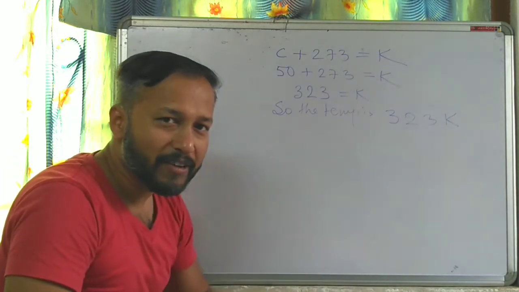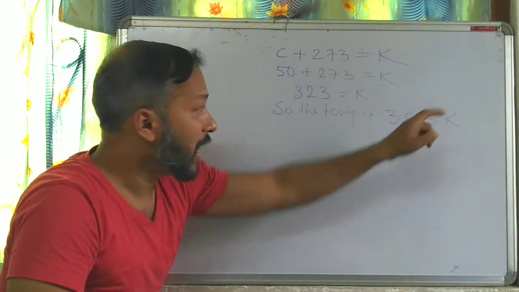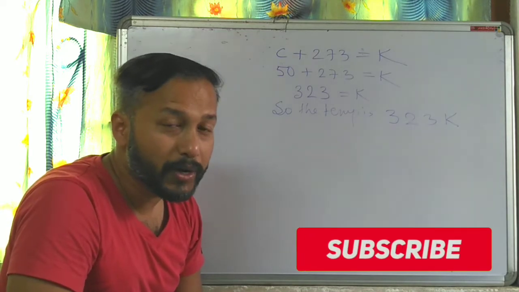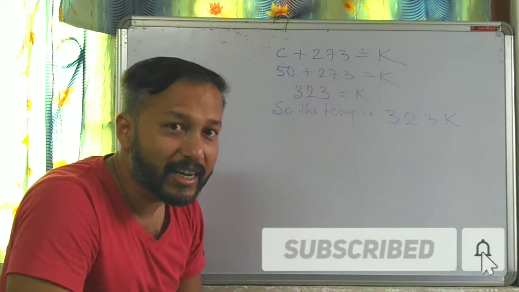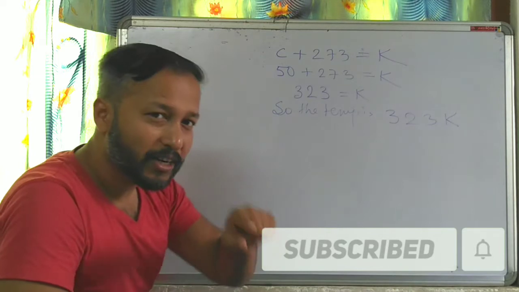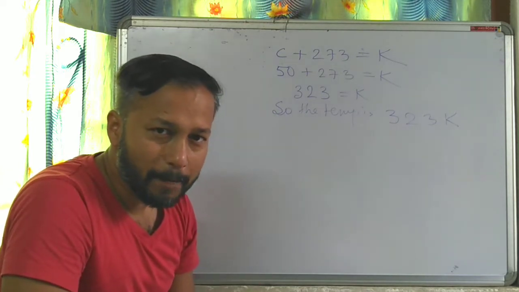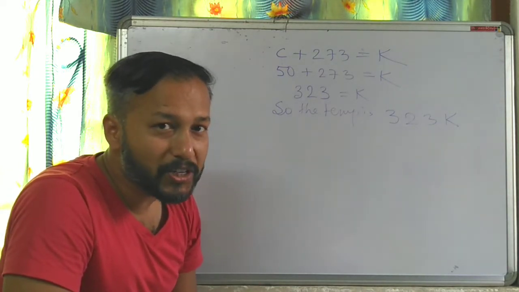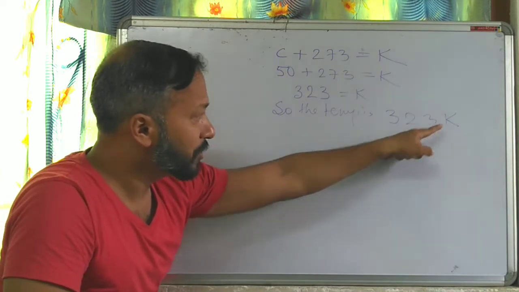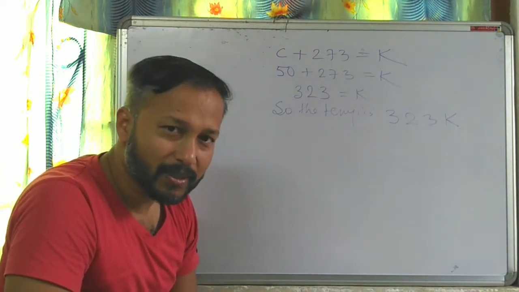Just see, I have not given any degree. I can't give any degree. I told you in Kelvin we don't use degree. So the temperature of that object is 50 degrees Celsius, 50 degrees C. What is the temperature in Kelvin? 323 K. Understood? Let us go for the next sum.